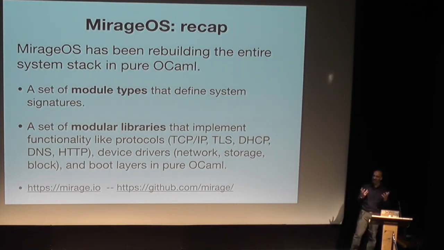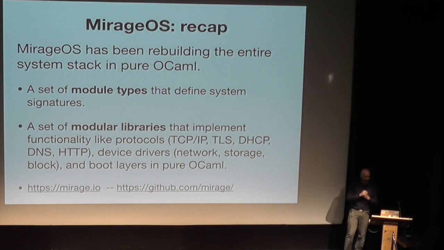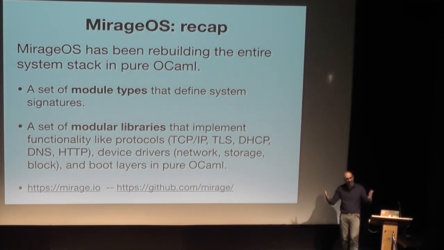And the essence of Mirage, the reason it's called Mirage, is because it's simply a series of descriptions of interfaces, and it disappears. And then a series of libraries that implement those interfaces, but each of those are small, composable, tiny bits of functionality. And then a set of boot layers that will let you actually run on things like the Xen hypervisor directly, so you can build operating systems.